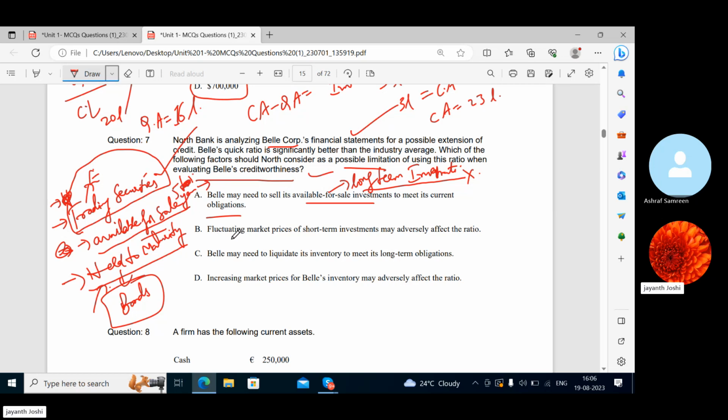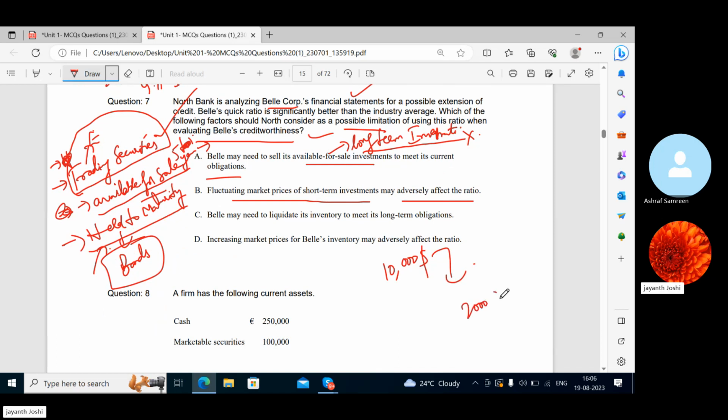Second, fluctuating market prices of short-term investments may adversely affect the ratio. That is absolutely right. Why? Because if short-term investments I have taken for $10,000 and suddenly the prices have gone down and it has become just $2,000, is it going to reduce my quick ratio or not? Because short-term investments is a part of the numerator. I'll take the short-term investments in the numerator of quick ratio. So my quick ratio will decrease or not?